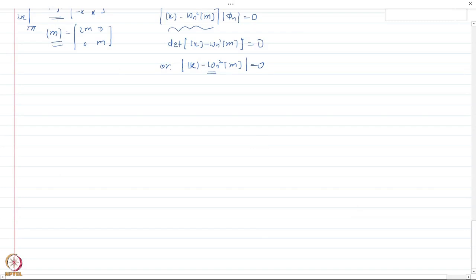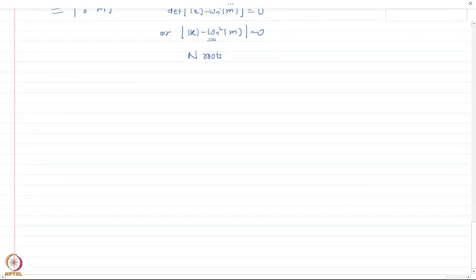So this gives me an algebraic equation of nth power of this constant here, which would be omega n square, to the nth power. So it would have n roots, which would be real and positive, because my k matrix and m matrix are usually real, positive definite and symmetric. So in that case I would have n roots here. We can solve those types of equations of motion and find the frequencies omega 1, omega 2, and so on.